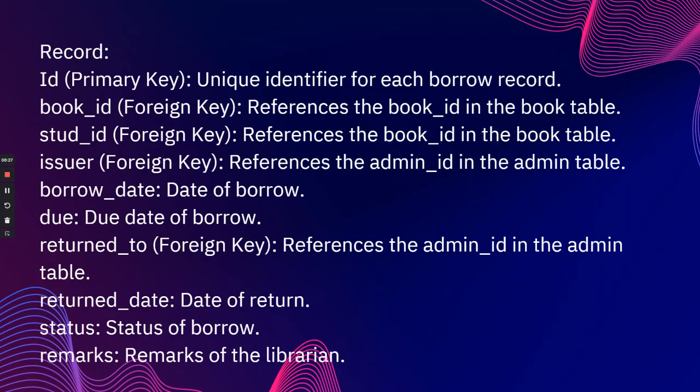For the record, we have ID as the primary key. It's a unique identifier for each borrow record. Book ID, which is a foreign key, references the book ID in the book table. Stud ID, foreign key, references the book ID in the book table.